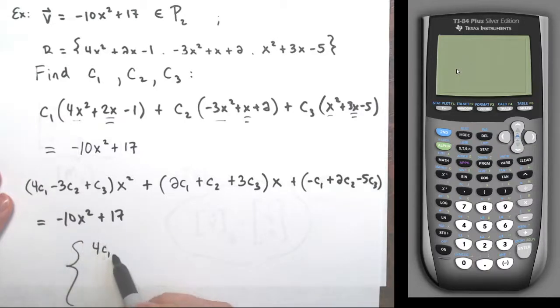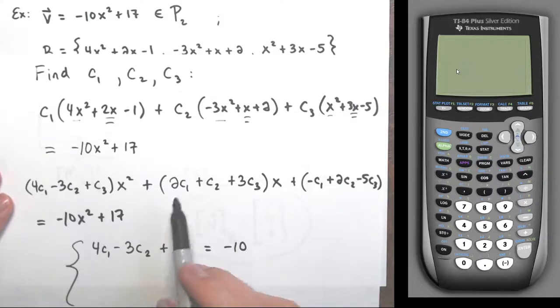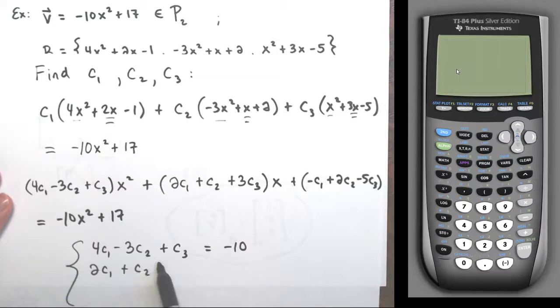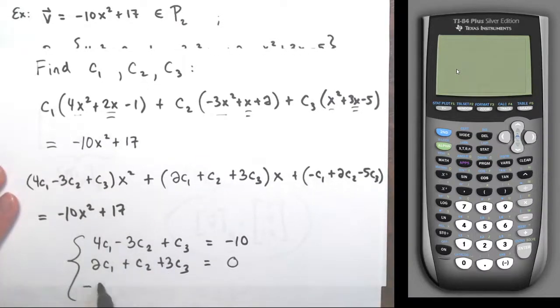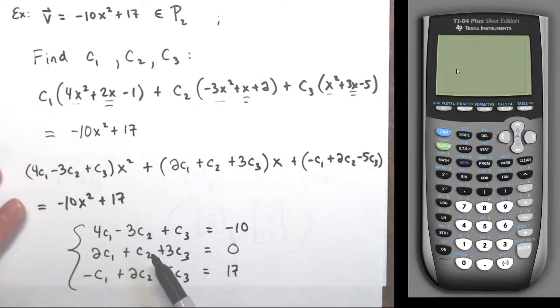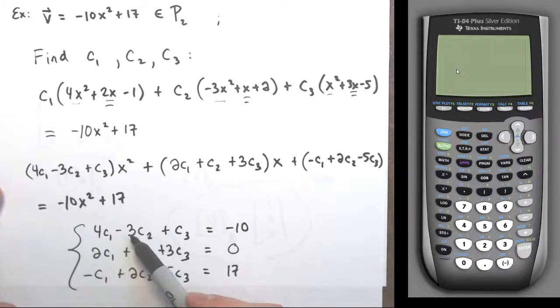So 4c1 minus 3c2 plus c3 must be equal to negative 10. And then the coefficients of x must be the same, so 2c1 plus c2 plus 3c3 must be equal to 0, since there is no x on the other side. And then the constants must be the same, negative c1 plus 2c2 minus 5c3 must be equal to 17. And look at the coefficients of this, now I'm solving this system. Look at this: 4, negative 3, 1, negative 10, 2, 1, 3, 0, negative 1, 2, negative 5, 17.